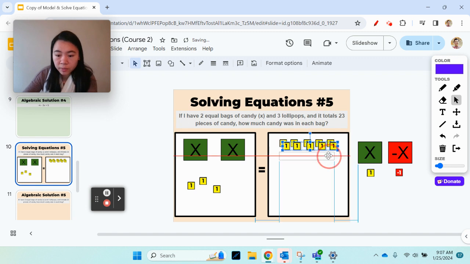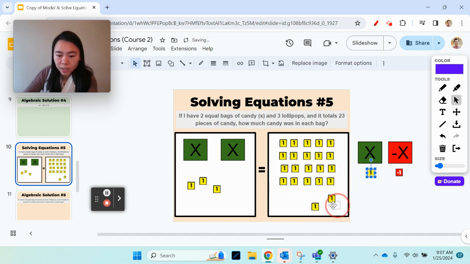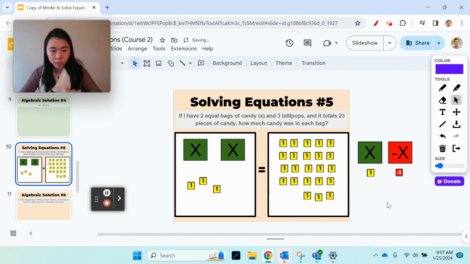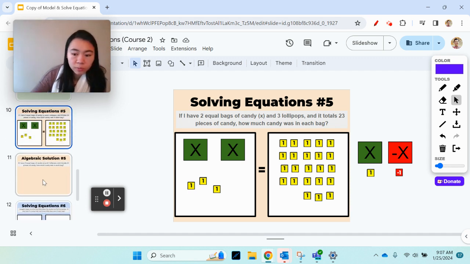So 5, 10, 15, 20, and then I'm going to drag 3 more. Try to keep them organized. Otherwise, you're going to be counting a lot of ones to make sure you have 23. Okay, that's your model. 2x plus 3 equals 23.